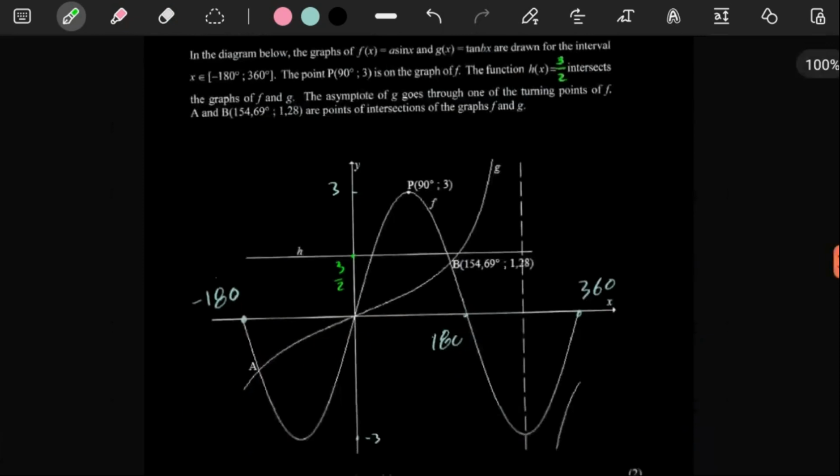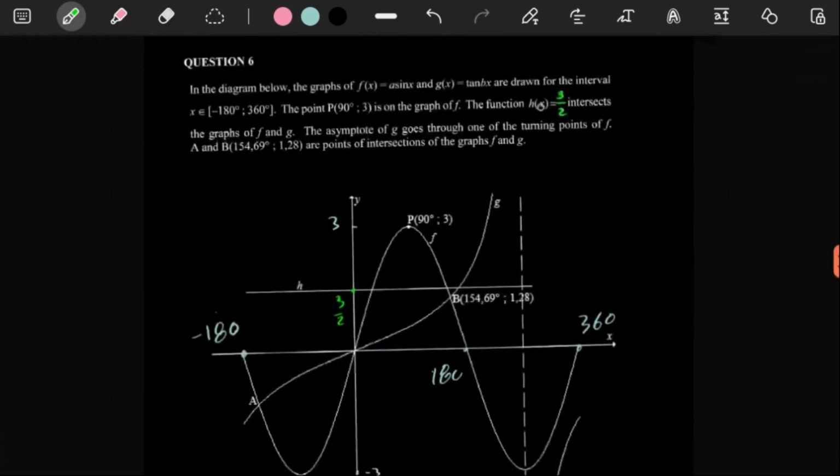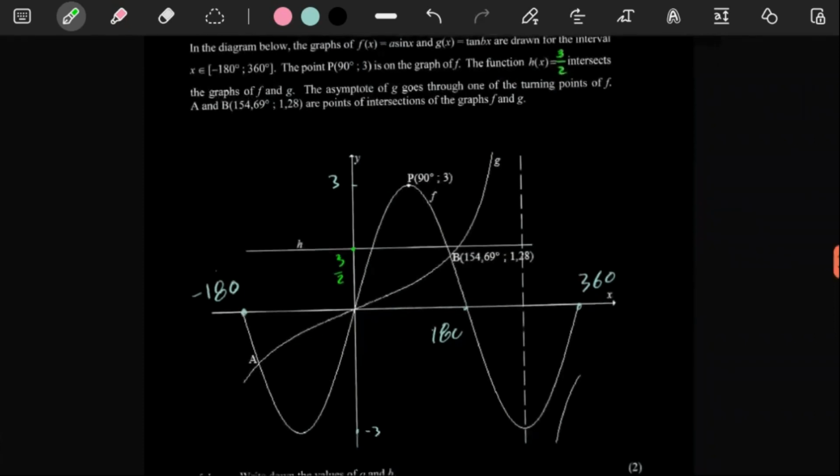Perfect. Now it says here the function h intersects the graphs of f and g. So there's f, where is f and g? There's f and g. And then it says the asymptote of g goes through one of the turning points.